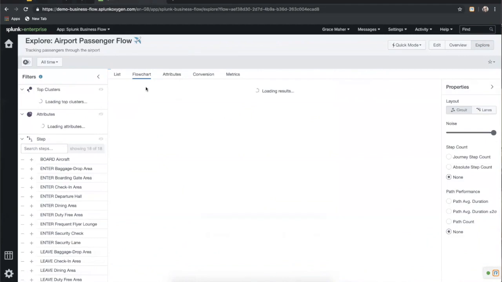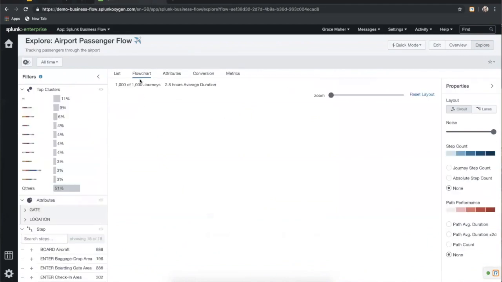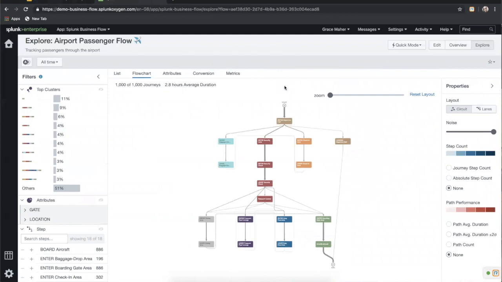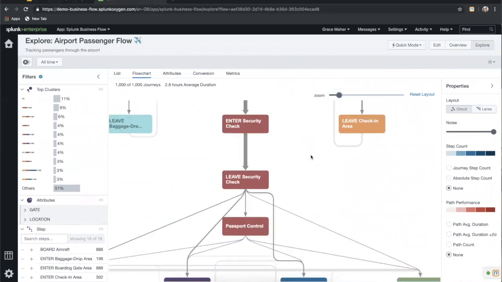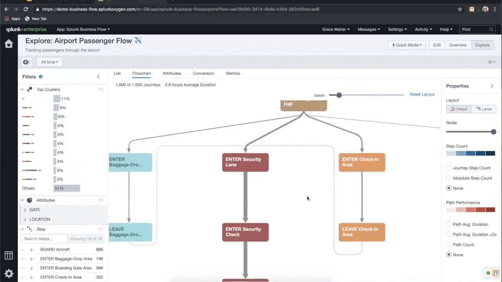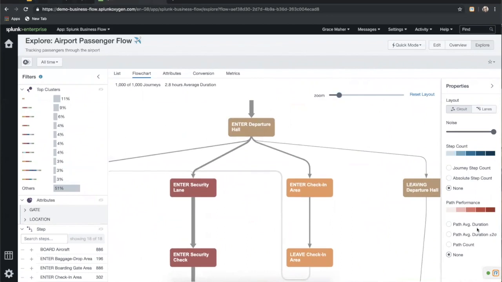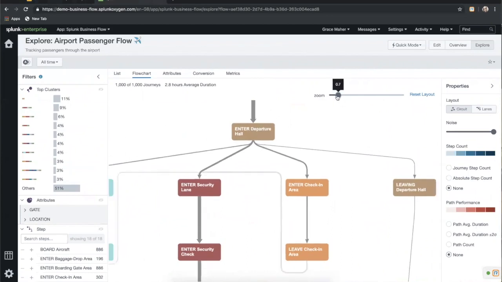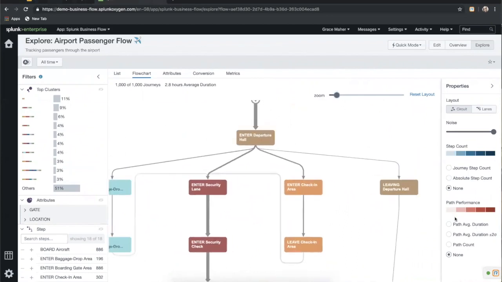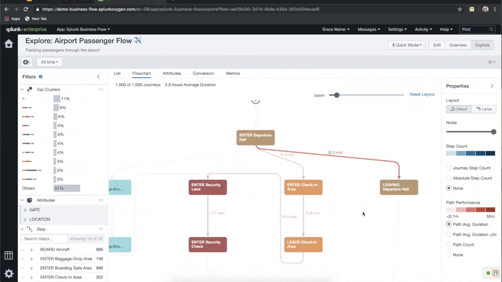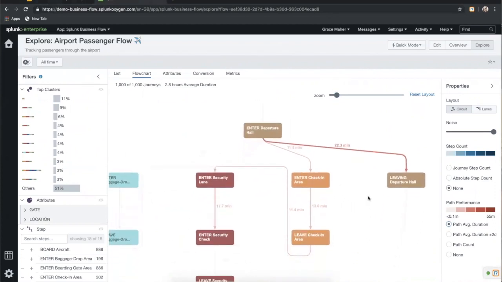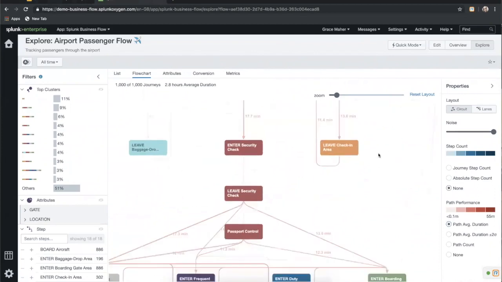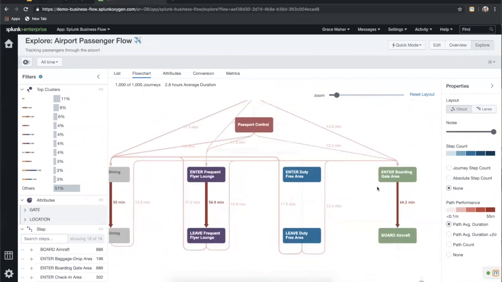What Business Flow allows us to do is understand how customers are actually moving through these individual points, and take a very granular look at how well these are performing by overlaying things such as duration or step count to really understand where those slow points are happening. So if we take a look here, we can see that a lot of people are waiting when they're entering the departure hall before leaving.